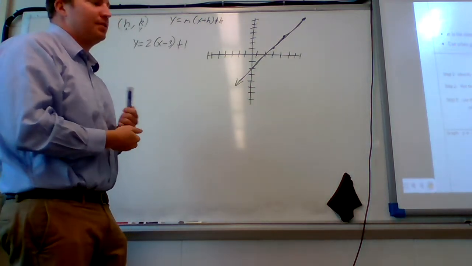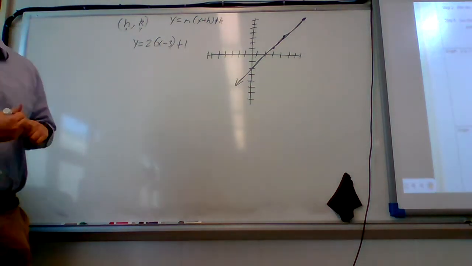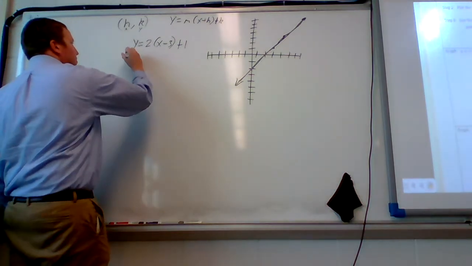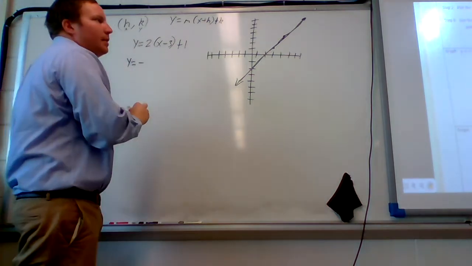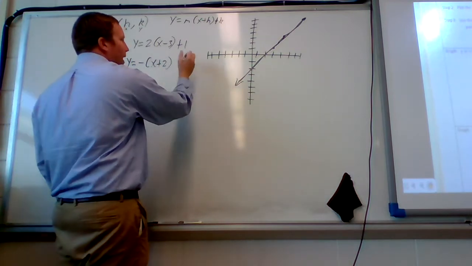So let's do it again. This time we're going to use our second coordinate. Okay, so it says graph. We have y equals negative (x plus 2) minus 3.